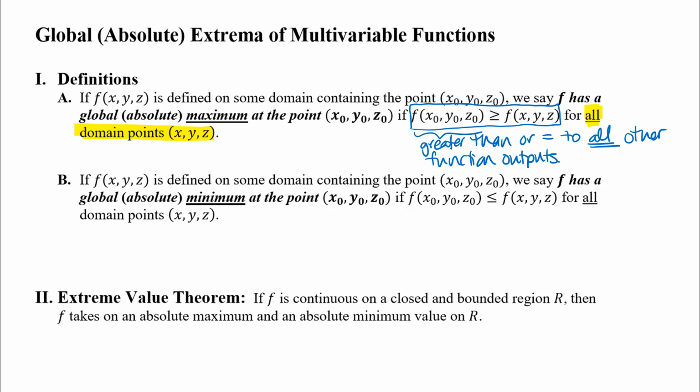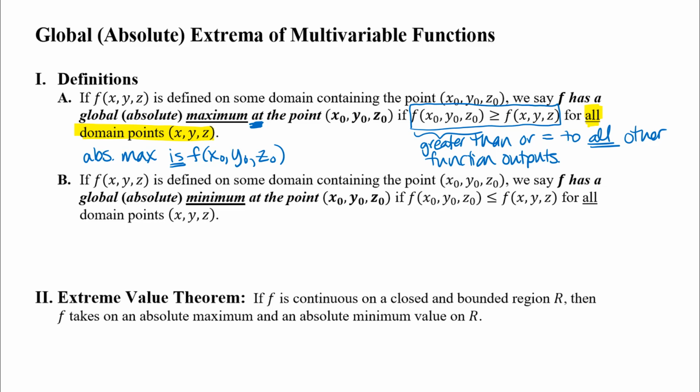All right, the other important thing about this definition is that it just says that the global or absolute maximum is at this point. If I want to actually find the absolute maximum value, we would say that the absolute maximum value of the function is the function output at that point. So again, be careful about how you're being asked the question. Are you being asked to find the locations of the points where the extrema occur, or are you being asked to find the actual extreme values of the function?